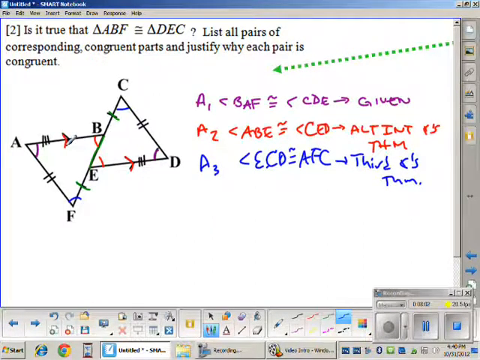Let's deal with sides. So the first two sides are fairly boring. I mean, those were just given to us. So CD is congruent to AF.